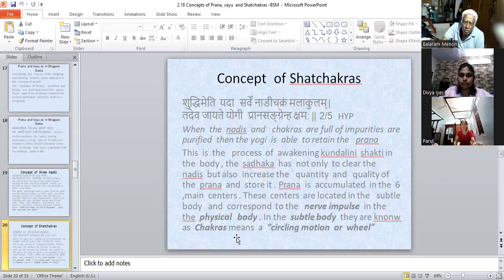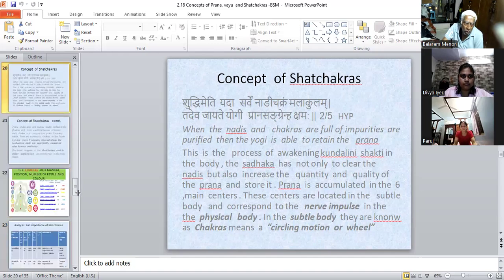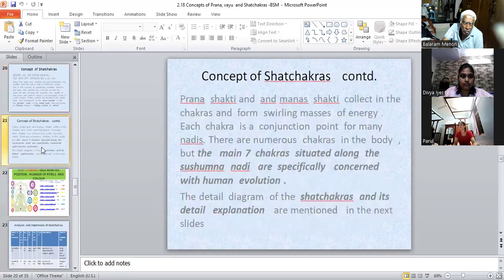They are known as chakras, which means circle or wheel in motion. Now we come to the concept of chakras. Prana Shakti and Mana Shakti collect in the chakras and form a swirling mass of energy. Each chakra is a conjunction point of many nadis. There are numerous chakras in the body, but the main chakras situated along the Sushumna nadi are specifically concerned with human evolution.